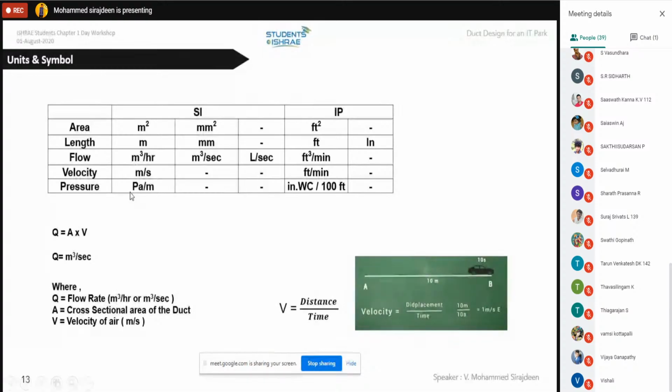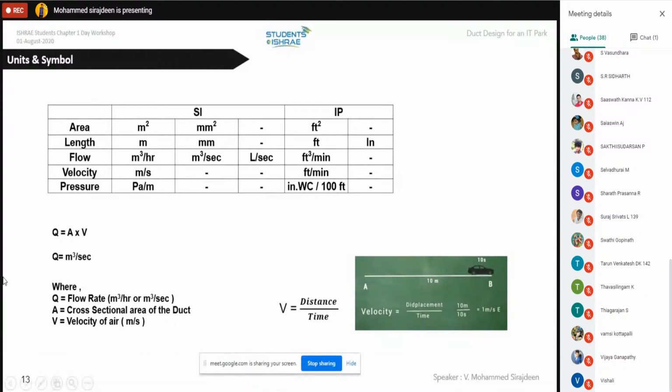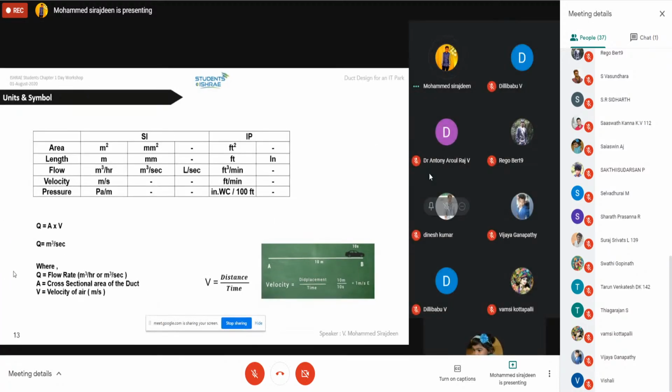Then Q. What is Q? Q is equal to A into V. Q is nothing but flow rate. We are saying, for example, this is a 10 TR AHU capacity with 4,000 CFM. We are saying CFM or CMH or liters per second, it can be anything. It is a unit. We are calling one object by using a name. Like a person will have a first name, second name, or nickname, that kind of thing is called a unit. But the person is the person, that is called flow rate. The flow rate has multiple names based on the units.